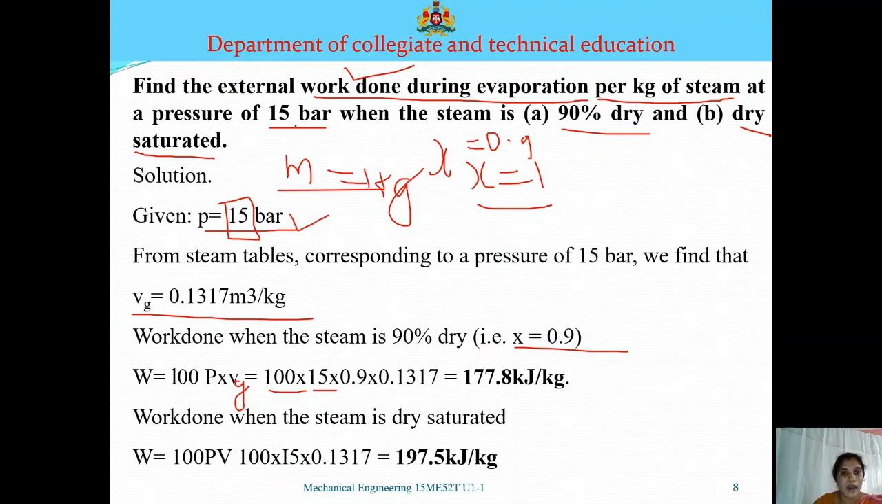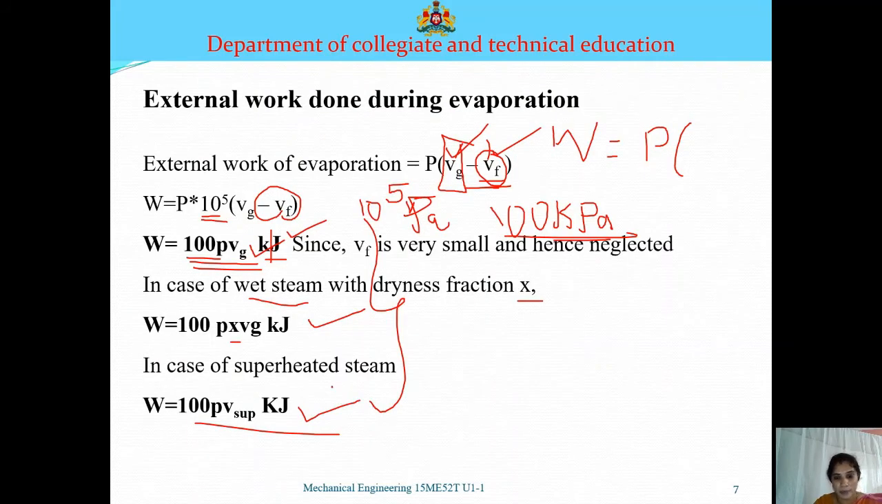Since they have asked to find out just the external work done, there is no necessity for us to find out the values of HF, HFG and HG from the steam table. Since we are concentrating only on the external work done, we need only the pressure and the volume. So you should remember that we need only pressure as well as volume. They have already given the pressure as 15 bar, so the next thing to find out is the specific volume.